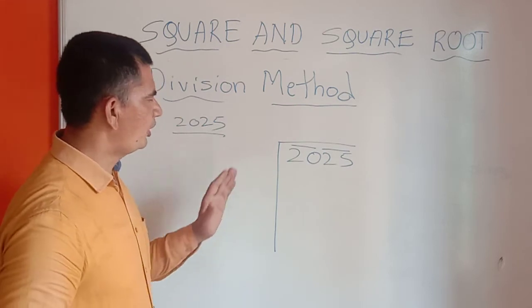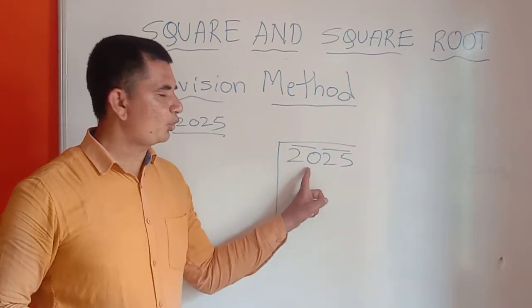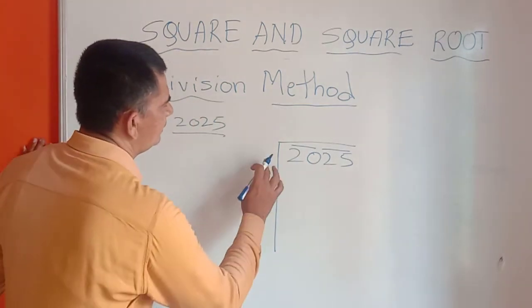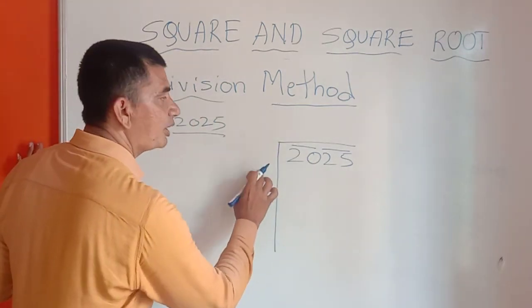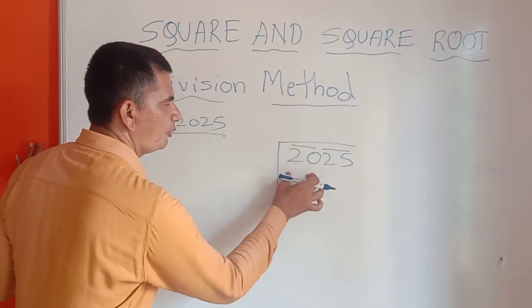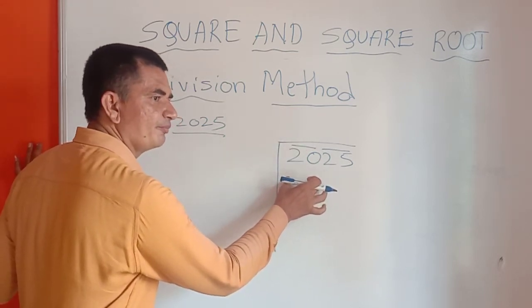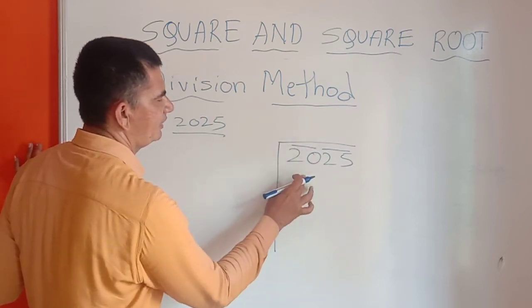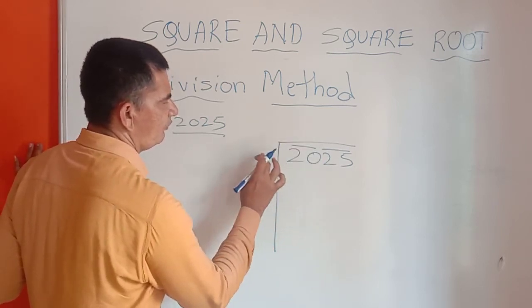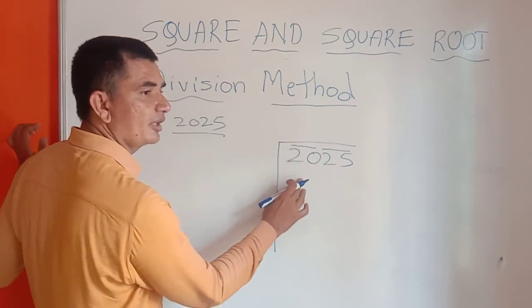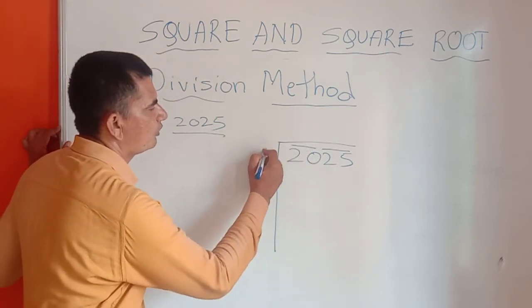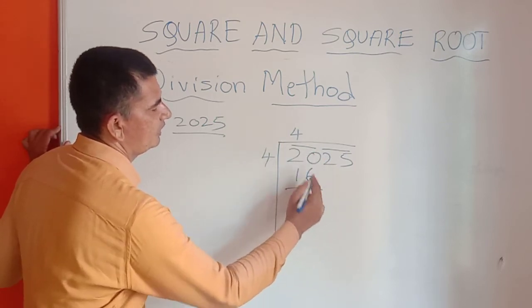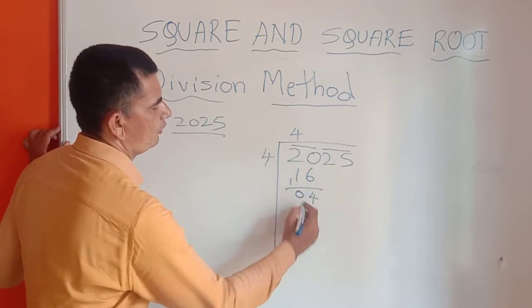Students, while dividing we have to take 20, not 2. For that reason we have to make groups. Next step is we have to take a number such that if you multiply it with the same number, the result should be 20 or smaller than or near to 20. So if you take 3, 3 3s are 9, 4 4s are 16, 5 5s are 25. 5 5s are 25, which is greater than 20, so you can take 4. 4 4s are 16. 20 minus 16 is 4.